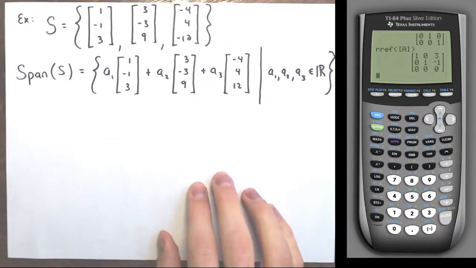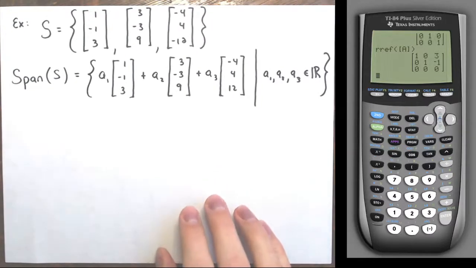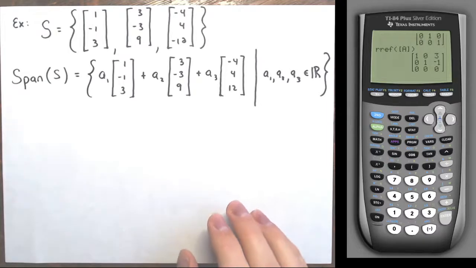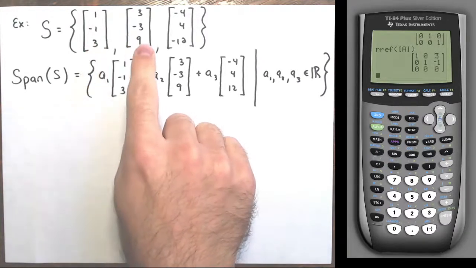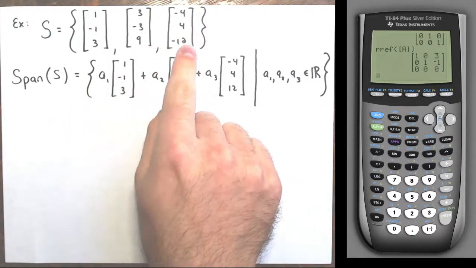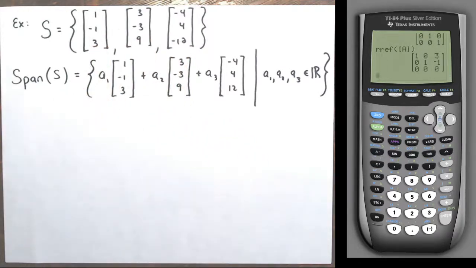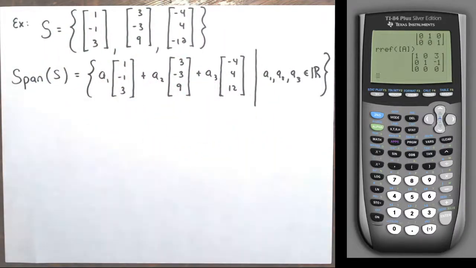So last example, another example where I have a set of 3 vectors in R3. And the question is, there's 1, -1, 3, 3, -3, 9, -4, 4, -12. Now hopefully you can see that these 2 vectors are just scalar multiples of the first one. So what you're going to see in the end here is that I only need one of them. The span of this is going to be the same as the span of one vector, or just a straight line going through the origin.